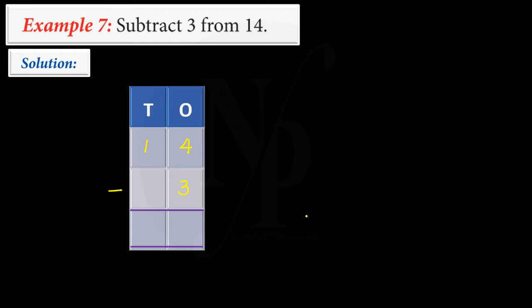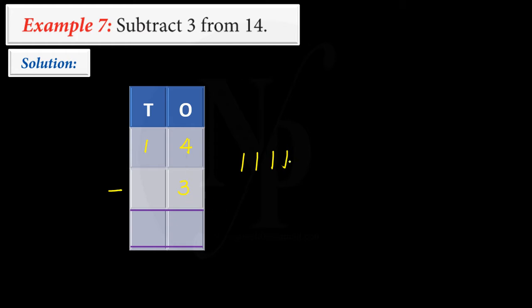Now let us subtract. Subtraction should be done from ones place. We have to subtract 3 from 4 here. So to subtract 3 from 4, you may use your fingers or you may draw standing lines as I am drawing here. So you can draw 4 lines like this: 1, 2, 3, 4. After drawing 4 lines, 3 should be crossed out. Since we are subtracting 3 from 4, 3 lines should be crossed out or struck out.